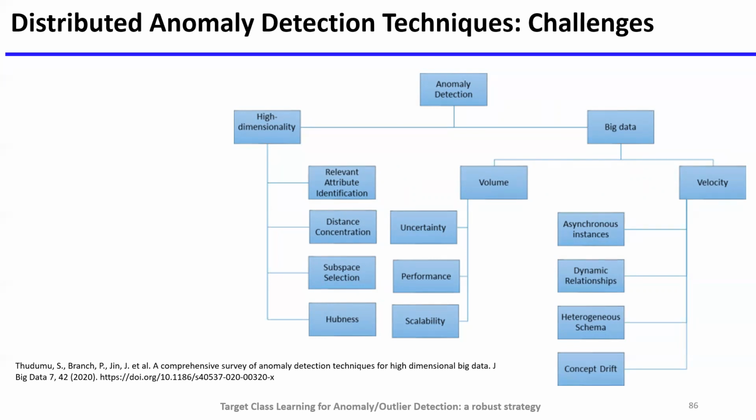Other important parameters are that most of the time these distributed anomaly detection techniques are dealing with a high dimensional environment. High dimensional environment means how to collect the relevant features is important, how to measure the distance is important, then how to do the subspace selection, and the hubness parameters are actually very important while dealing with distributed anomaly detection techniques.